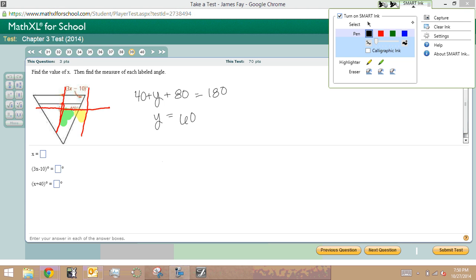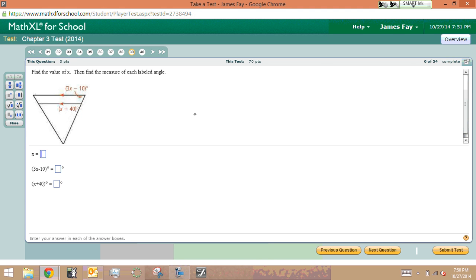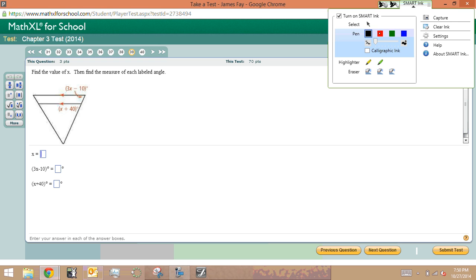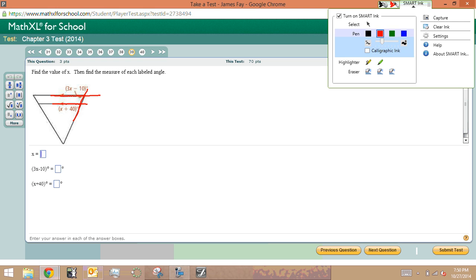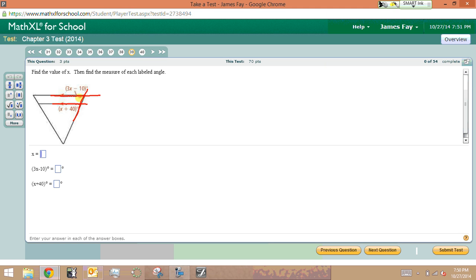Here we saw this question in some of our notes. We have that parallel line cut by that transversal. So that tells us that the angles they're referencing here, that angle there and that angle there, are corresponding angles. And if the lines are parallel, corresponding angles are congruent.